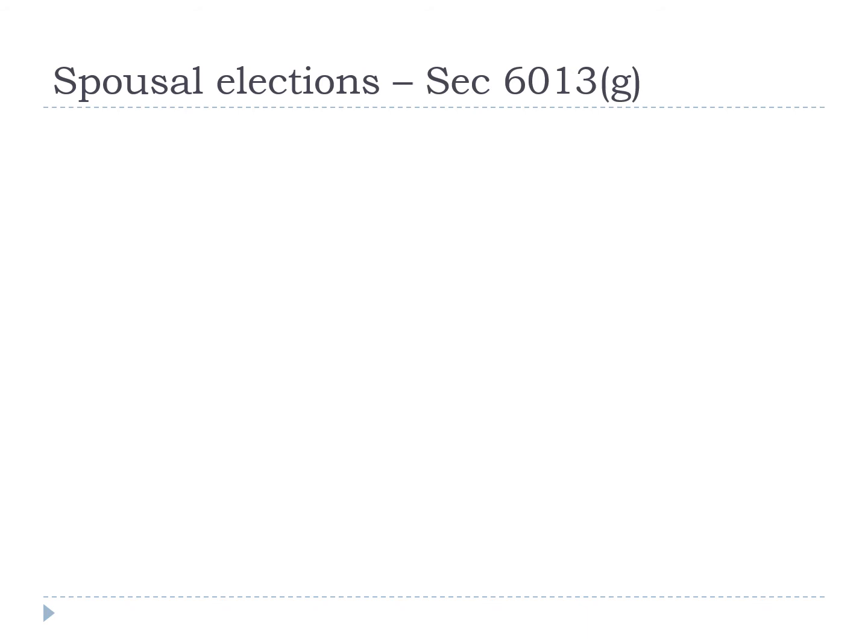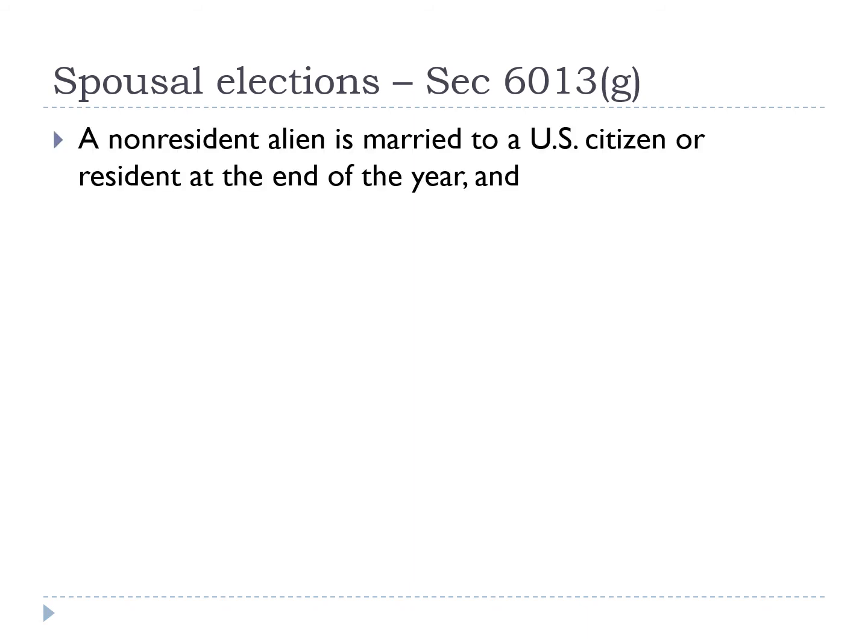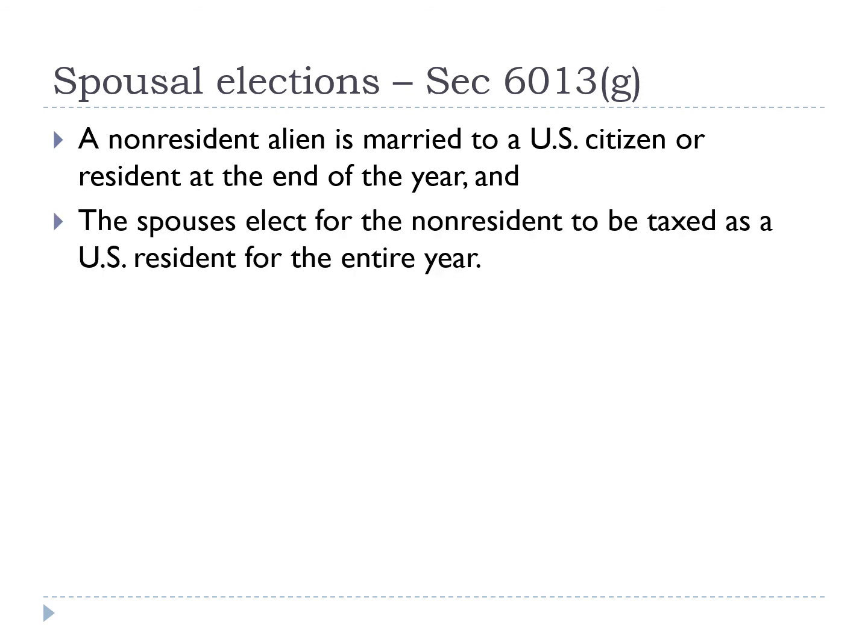Here is the 6013(g) election, where a non-resident alien is married to a U.S. citizen or resident at the end of the year. The two spouses can elect for the non-resident to be taxed as a U.S. resident for the entire year. This election permits the couple to file a joint return for the year. Absent this election, a non-resident alien cannot join in a joint return.